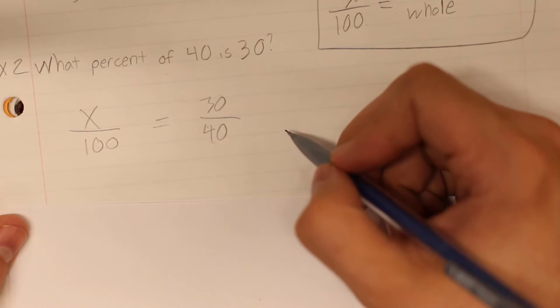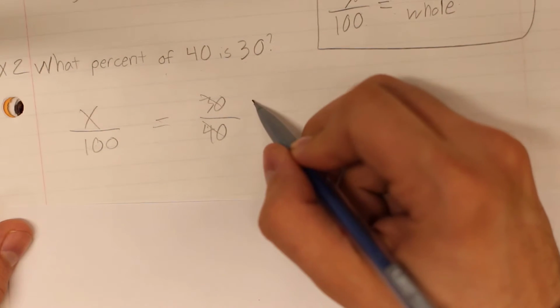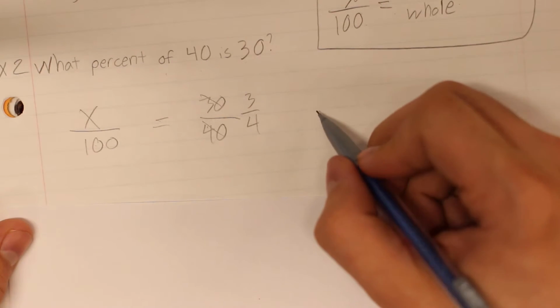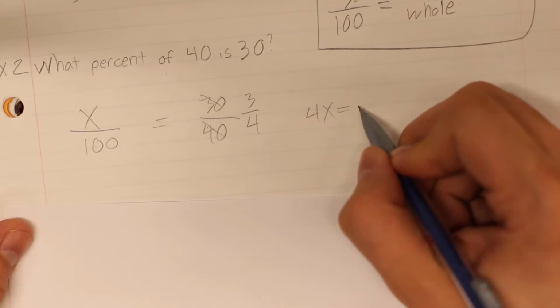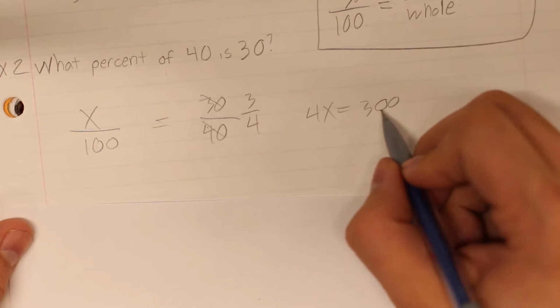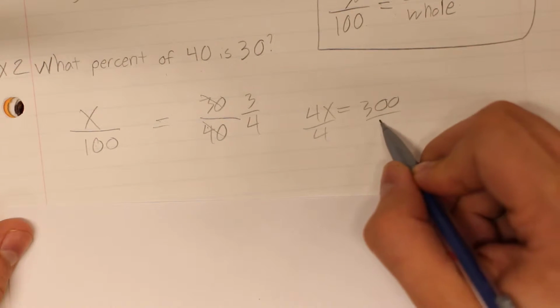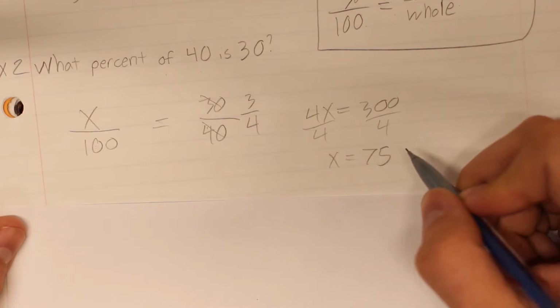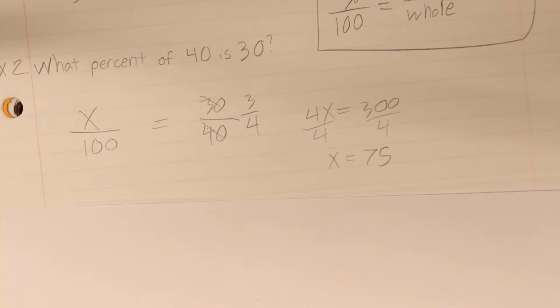We could reduce and then cross multiply. You would get 3 over 4, cross multiply, and you end up with 4x is equal to 300. You could divide by 4, x is equal to 75, okay? Simple enough.